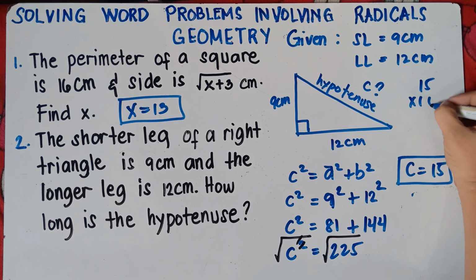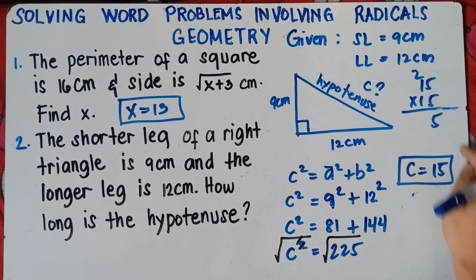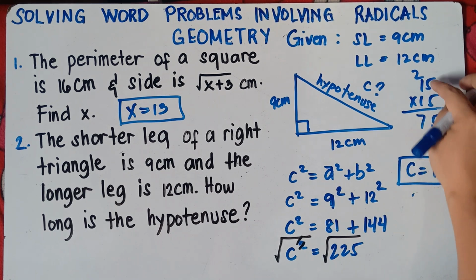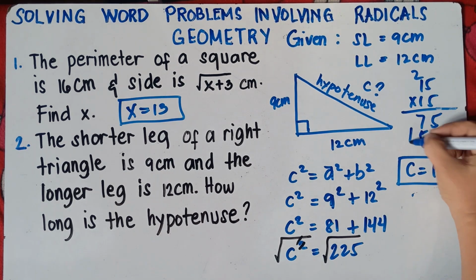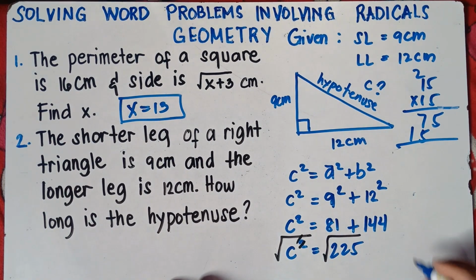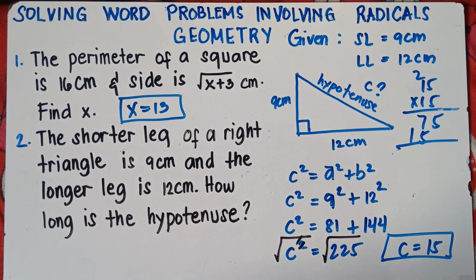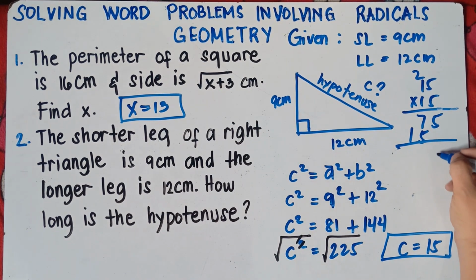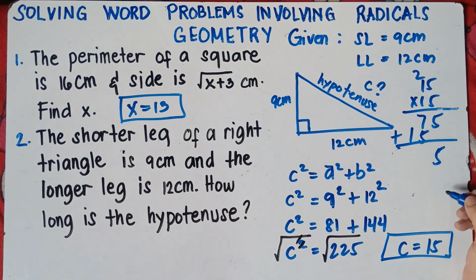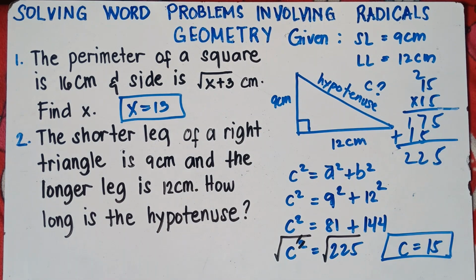Okay, 15 times 15: 5 times 5 is 25, write 5 carry 2. 5 times 1 is 5, plus 2 is 7. 1 times 5 is 5, 1 times 1 is 1. So let's add. Once again, our c is equal to 15, because the square root of 225 is 15, because 15 times 15 would be 225. So bring down 5, 7 plus 5 is 12, carry 1, 1 plus 1 is 2: 225.